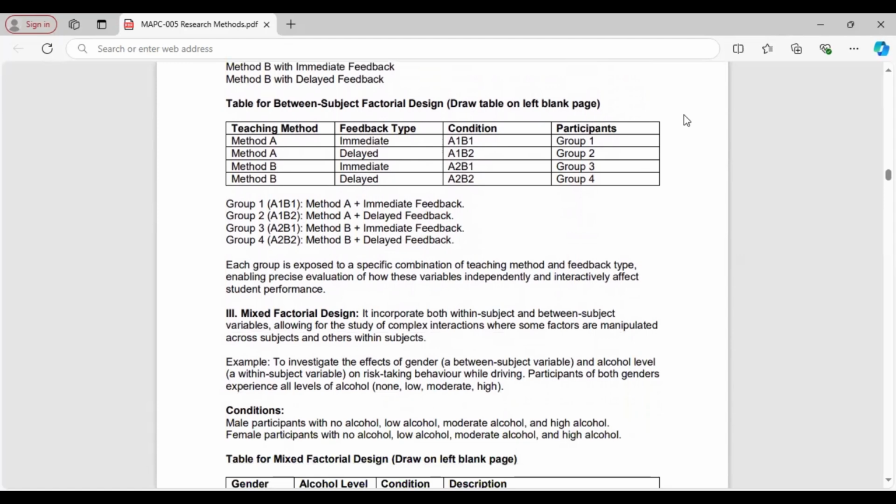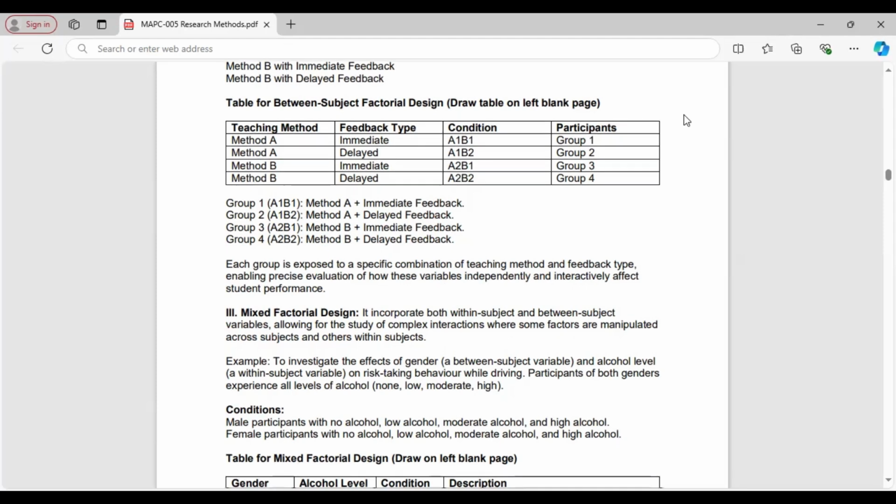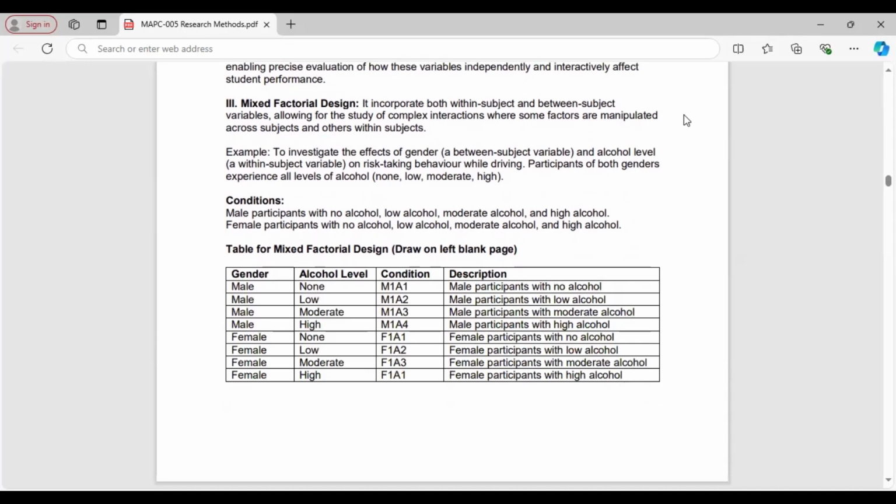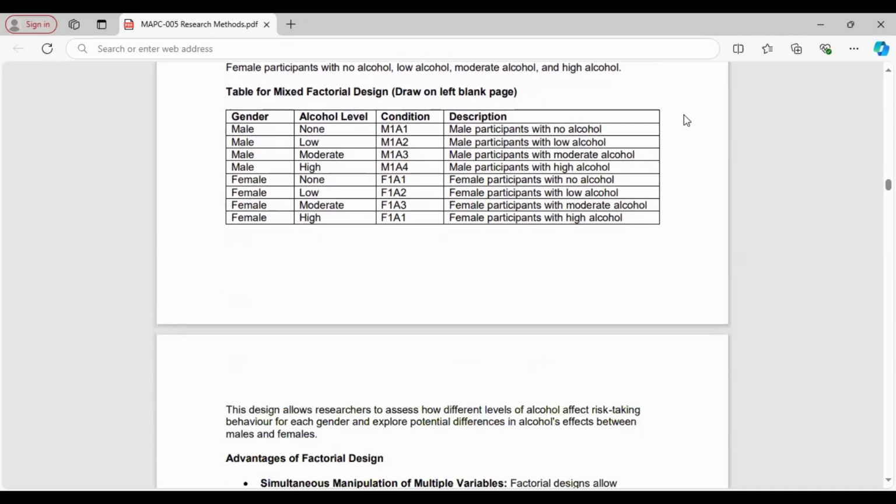It combines within subject and between subject variables, and this design allows researchers to study complex interactions. For example, participants of both genders, male and female, experience various alcohol levels. This provides insight into risk-taking behavior differences based on gender. So here also I have given a detailed example along with table.